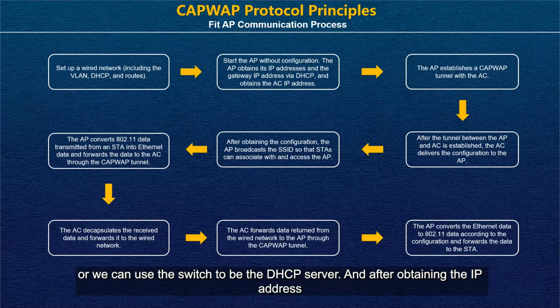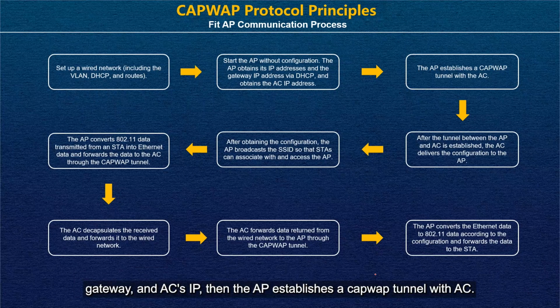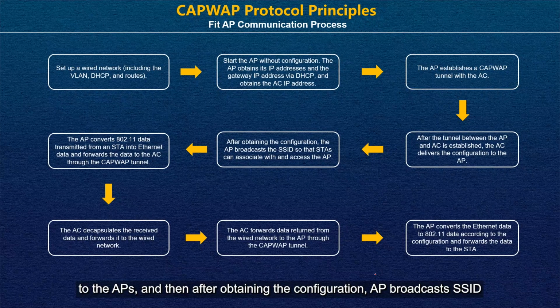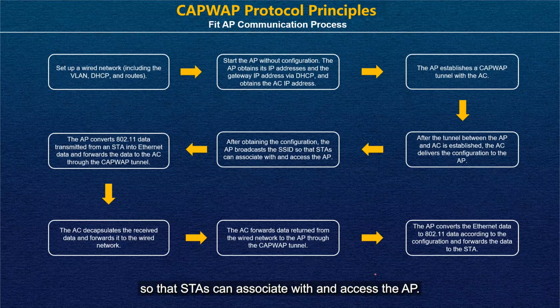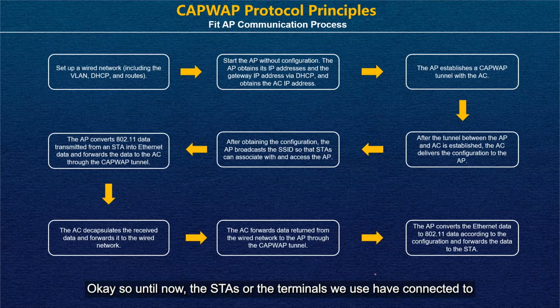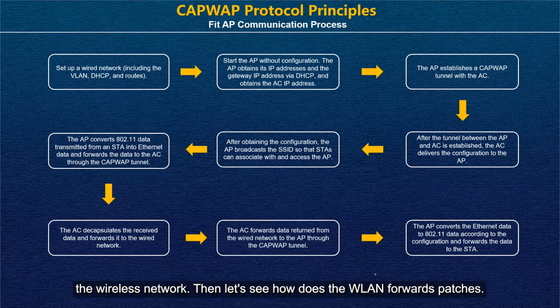And after obtaining the IP address, gateway, and AC's IP, the AP establishes a CAPWAP tunnel with the AC. After the tunnel between AP and AC is established, the AC delivers the configuration to the AP. And then after obtaining the configuration, the AP broadcasts SSIDs so that STAs can associate with and access the AP. Okay, so until now, the STAs or the terminals we use have connected to the wireless network.